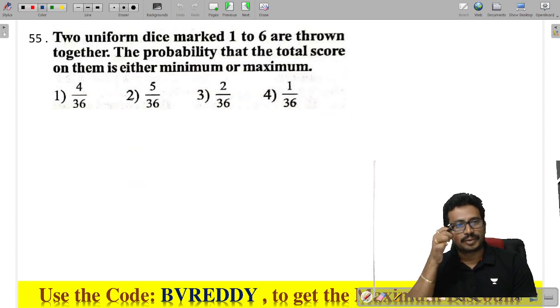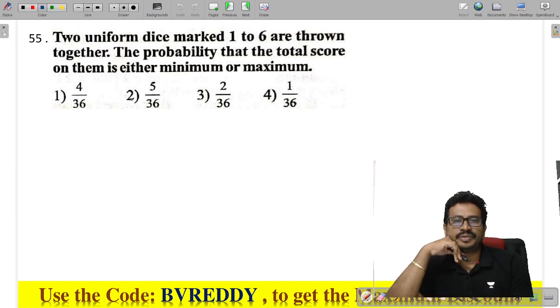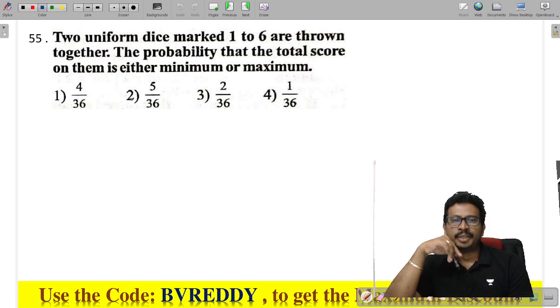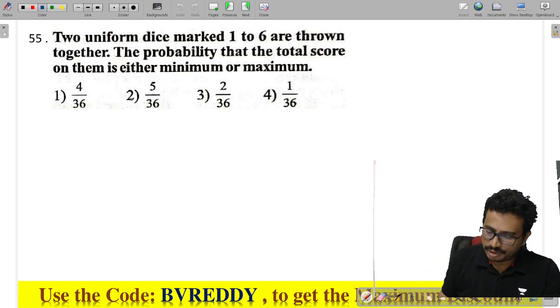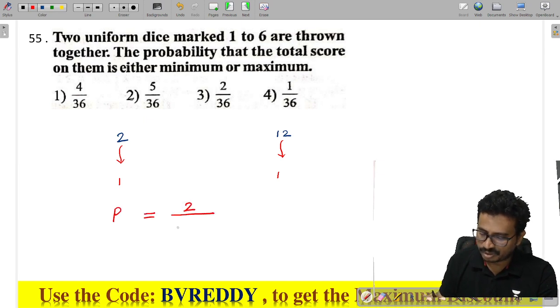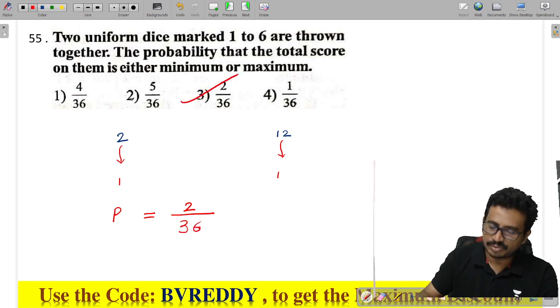Next, 2 uniform dice marked 1 to 6 are thrown together. The probability that the total score on them is either minimum or maximum. So here minimum sum is 2, maximum sum is what, you tell me? 12. So how many combinations are there to get the sum 2? That is one combination. And sum 12, that is also one combination only we have. So they are asking the probability that the sum is minimum or maximum, which is given as 1 plus 1, 2 combinations by 36. That is 2 by 36.